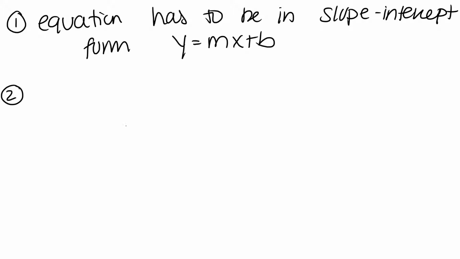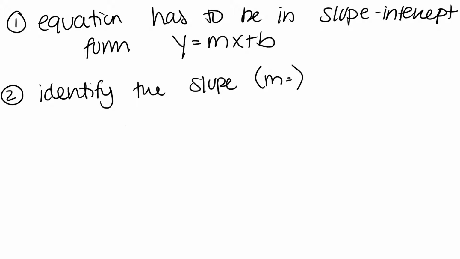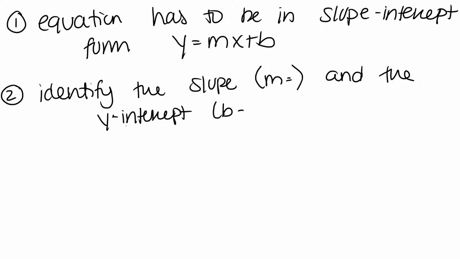The second step is to identify the slope, and so that's going to be m equals, and the y-intercept, which is going to be the b equals.